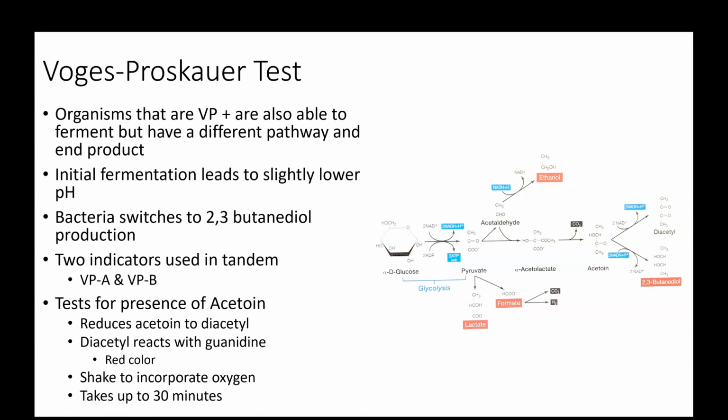We actually have to wait, I think up to 30 minutes, for this reaction to take place. We also have to shake it periodically, agitating the tube we're reacting this broth in, because it needs oxygen to happen as well. So this is a very different test in its approach because it's not simply using a simple pH indication to give us a positive result. We actually have some chemistry going on here in the detection of these intermediates in the 2,3-butanediol pathway.